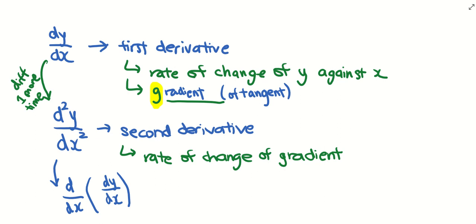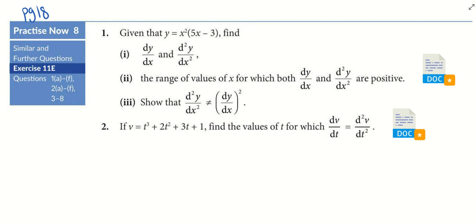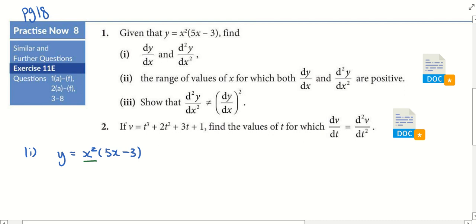Okay, let's do this question together. Page 18, practice now 8. Part 1. Find dy dx of y equals x squared times (5x minus 3). What rule should we use, class? How do I know it's the product rule? This is my f, this is my g. fx times gx. So remember the product rule: differentiate the first, keep the second, plus differentiate the second, keep the first. 30 seconds, do it now.